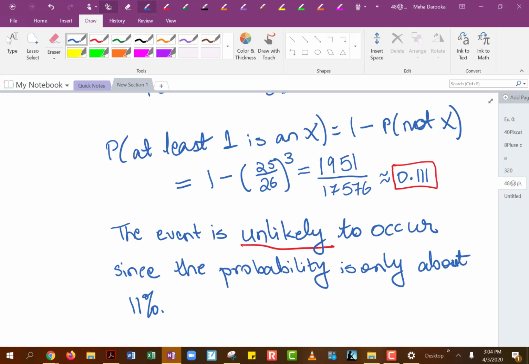Okay. So, like I said, if you are between 0 and 50%, we usually say the events are unlikely to happen. If you are between 50 to 100%, we say the event is likely to happen. Right at 0%, we say the event is impossible to occur. At 1 or 100%, we say it's certain to occur. And then, of course, if you are right at 50%, then we say there's a 50-50 chance that that event will happen.